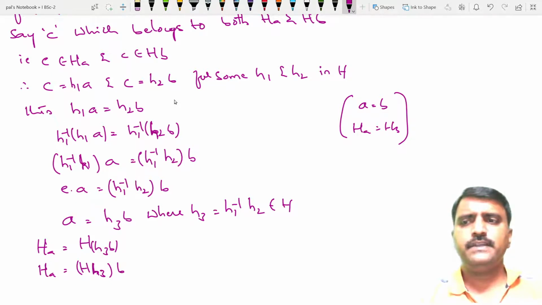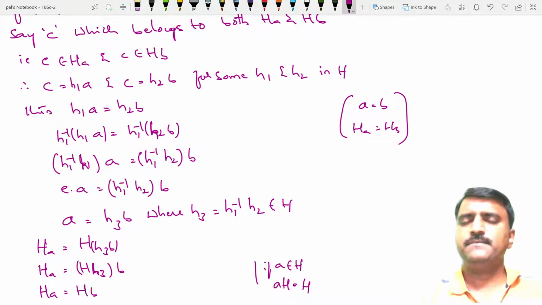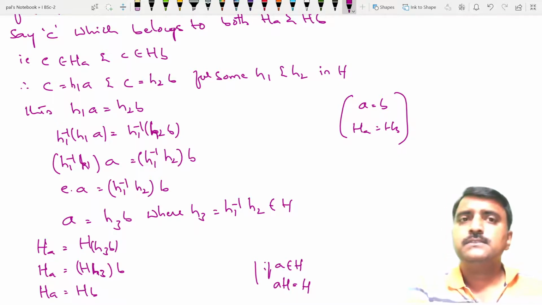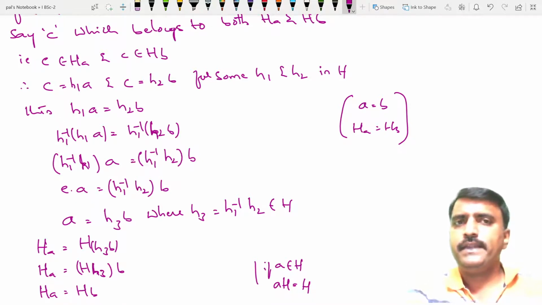So we stated that in the property: if A belongs to H, then AH is equal to H. Okay, so same thing here, H into H3 is equal to H. So then HA is equal to, this becomes HB. So HA is equal to HB. So what finally did we obtain here? The cosets constructed by HA and HB are the same.